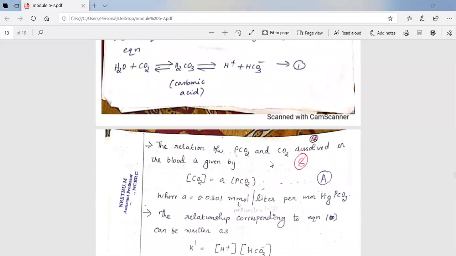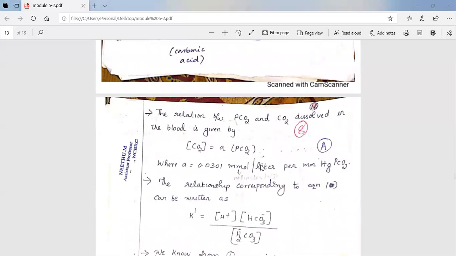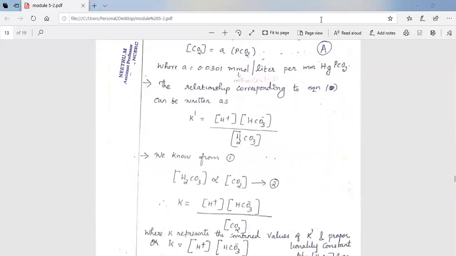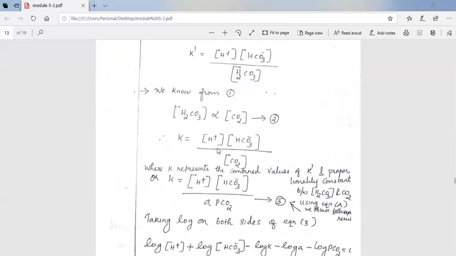The relation between PCO2 and CO2 dissolved in the blood is given by CO2 = α × PCO2. Take it as equation 1. The relationship corresponding to equation 1 can be written as K bar = [H+][HCO3-]/[H2CO3]. That is, H2CO3 is directly proportional to CO2. Mark it as equation 2.